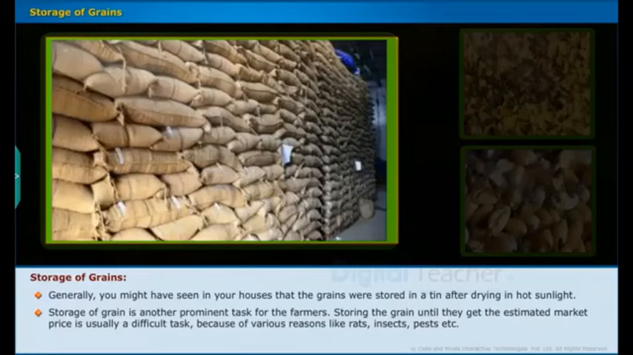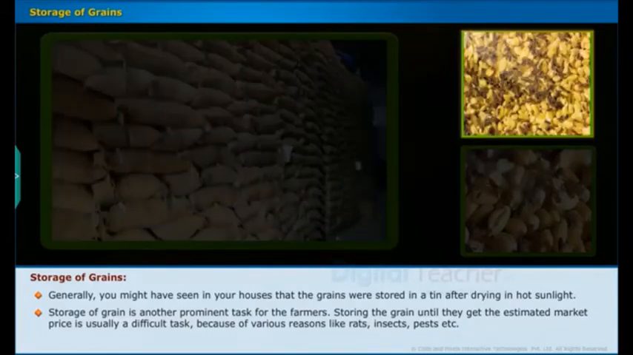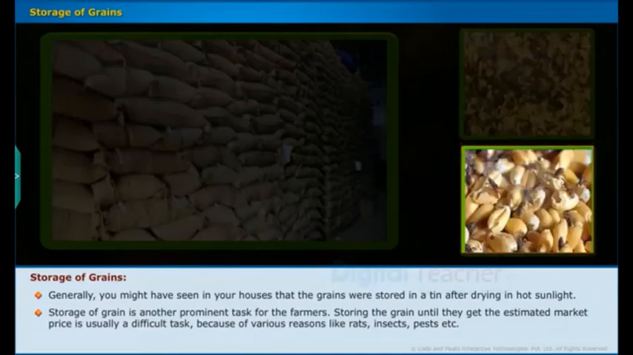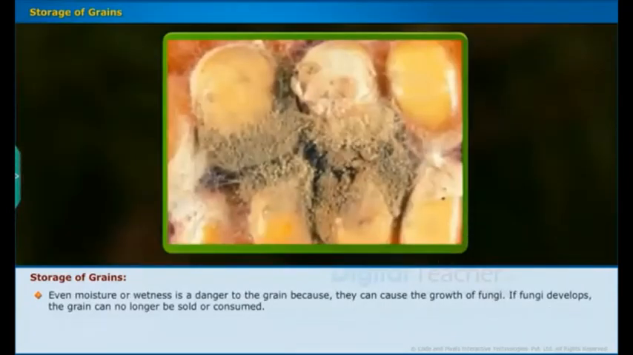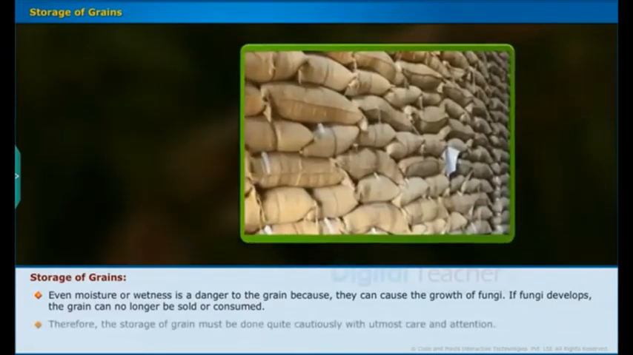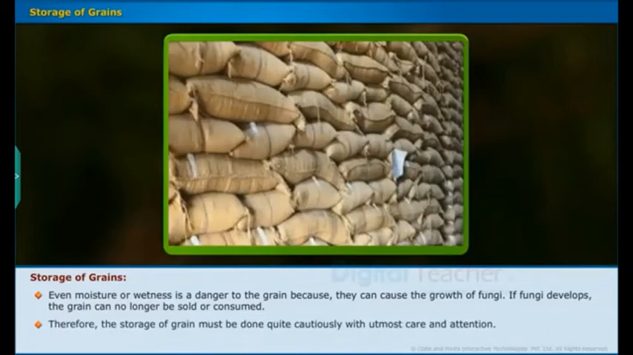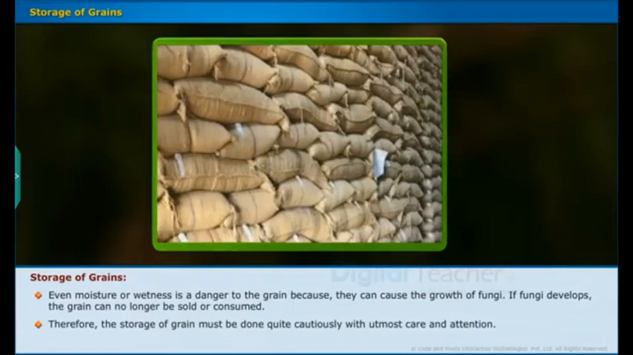Storing the grain until they get the estimated market price is usually a difficult task because of various reasons like rats, insects, pesticides, etc. Even the moisture or wetness is a danger to the grain because they can cause the growth of fungi. If fungi develops, the grain can no longer be sold or consumed. Therefore, the storage of grain must be done quite cautiously with utmost care and attention.